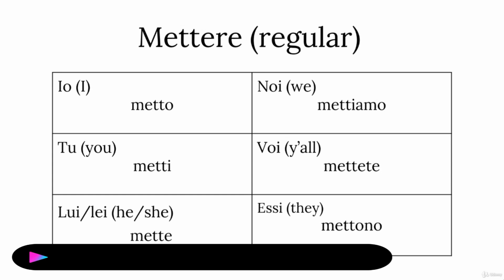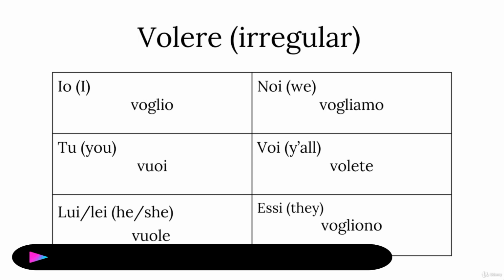Mettere is regular. So you take the verb root, met, with double T, and you attach the endings. So, io metto, tu metti, lui, lei mette, noi mettiamo, voi mettete, essi mettono. Okay? Perfect. Then we have volere.